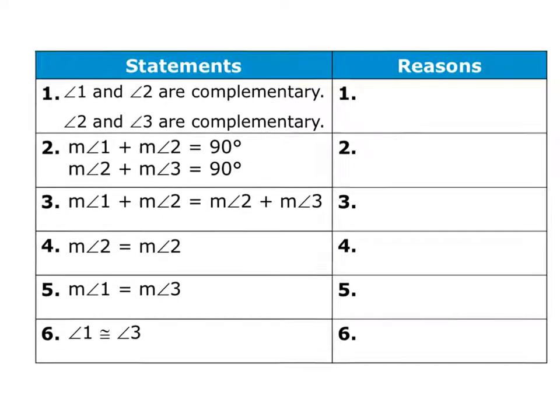So we have angle 1 and angle 2 are complementary. Angle 2 and angle 3 are complementary. What's our reason? Given. The measure of angle 1 plus the measure of angle 2 is equal to 90, and the measure of angle 2 plus the measure of angle 3 is equal to 90. Definition of complementary angles.